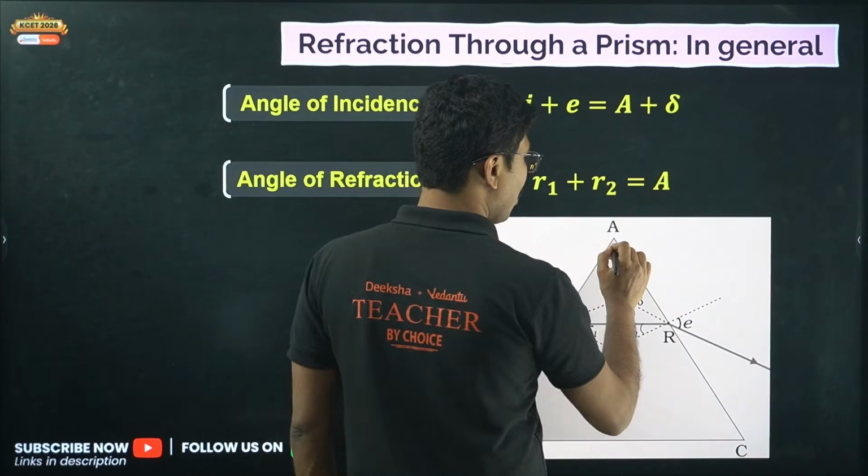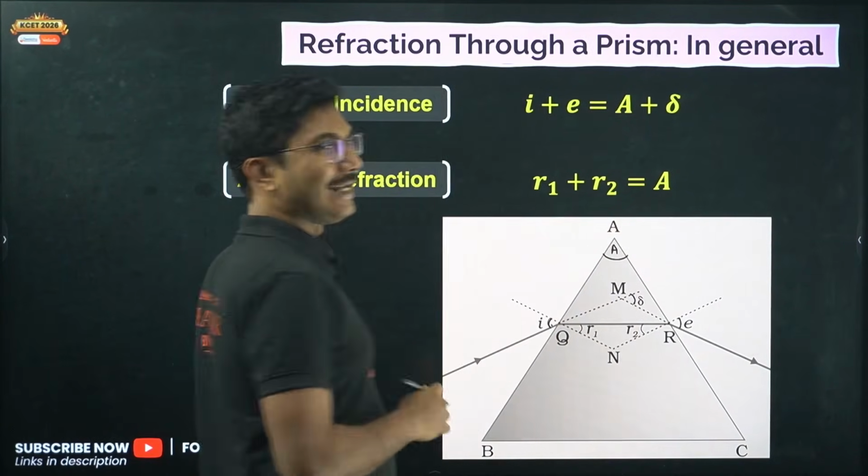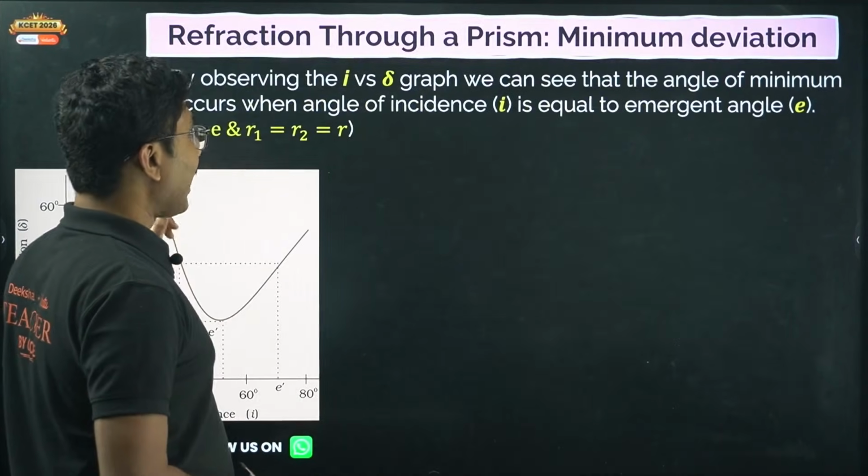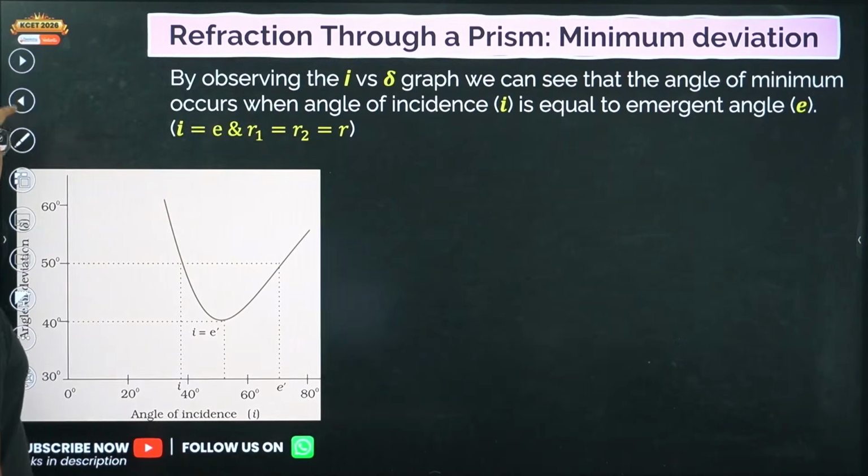This angle is called A as the name. Okay, now refraction through a prism at the minimum angle of deviation.